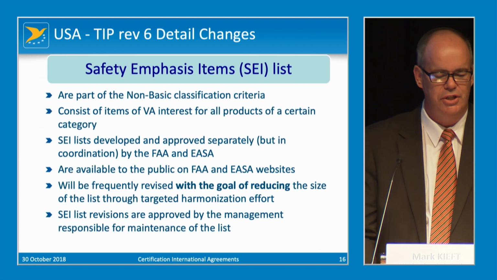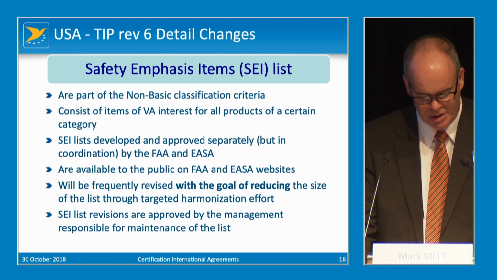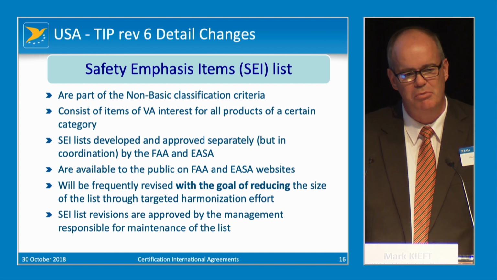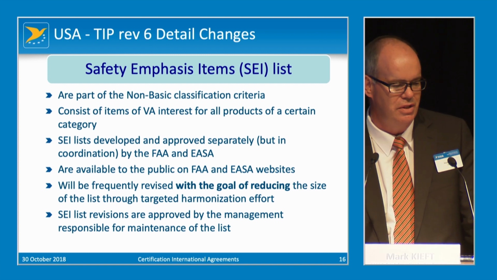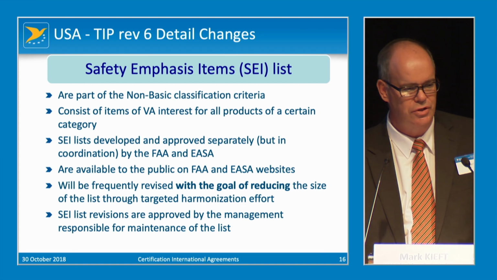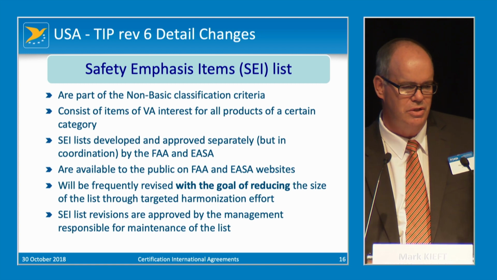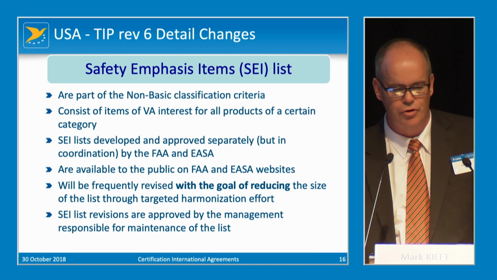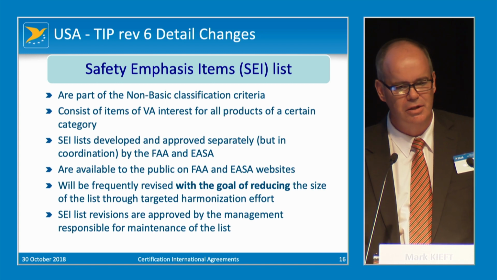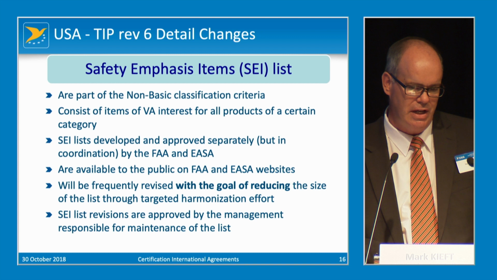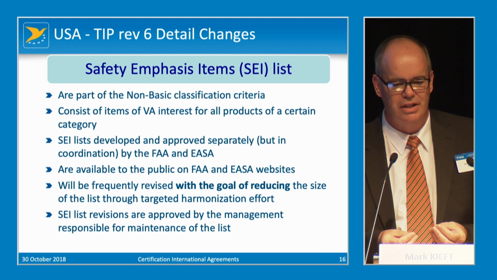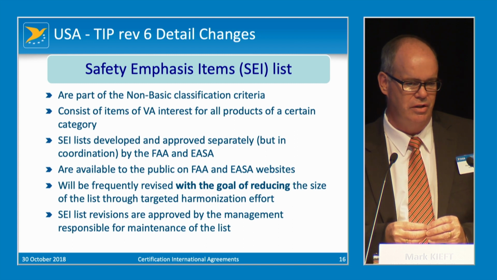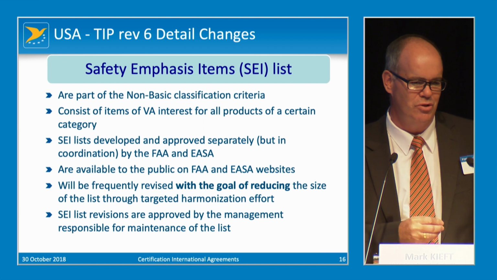I've already mentioned safety emphasis items. This is a rather new concept, introduced again in Tip 6, this is where the authority says, I want to be involved in these safety emphasis items. The validating authority says, if you come across this sort of project, I want to be involved in these items. And there's been lists created for each of the product groups, for general aviation, for large aircraft, for rotorcraft, etc. So there's been lists created by both authorities. The FAA has provided their list, EASA has provided their list, and these lists are being used to set the non-basic criteria. If an item is on the SEI list, it becomes non-basic.